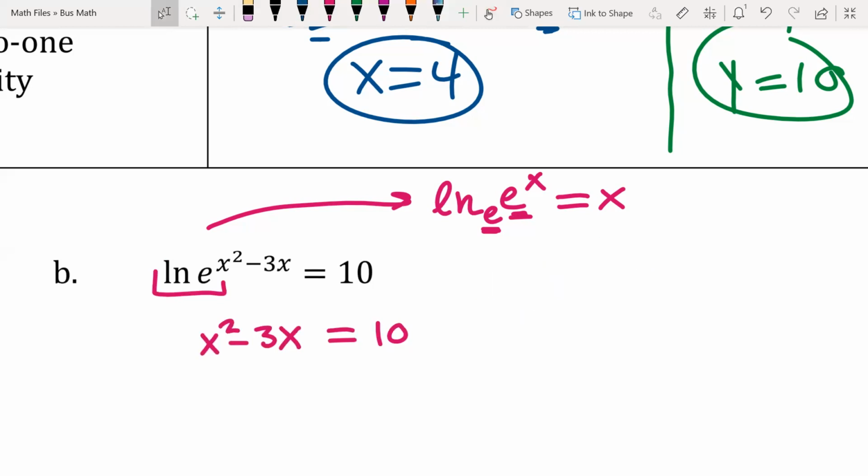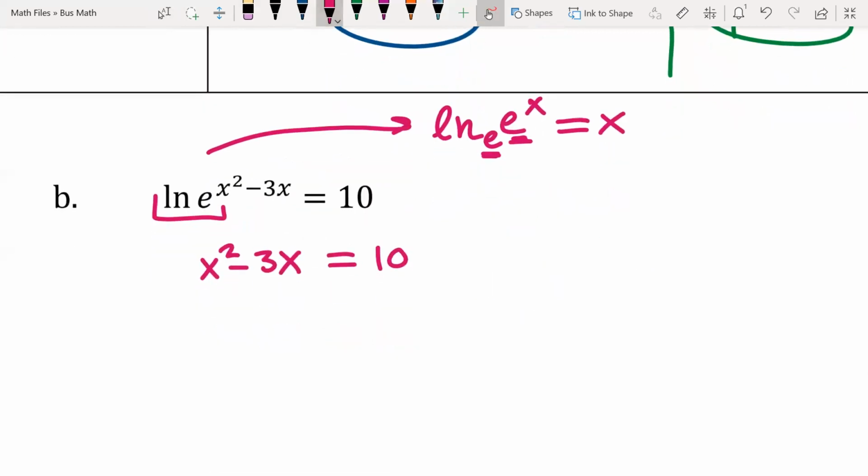Okay, and now we just solve for x. What we have is a quadratic equation, which means you're going to move that 10 over and hopefully factor this equation.